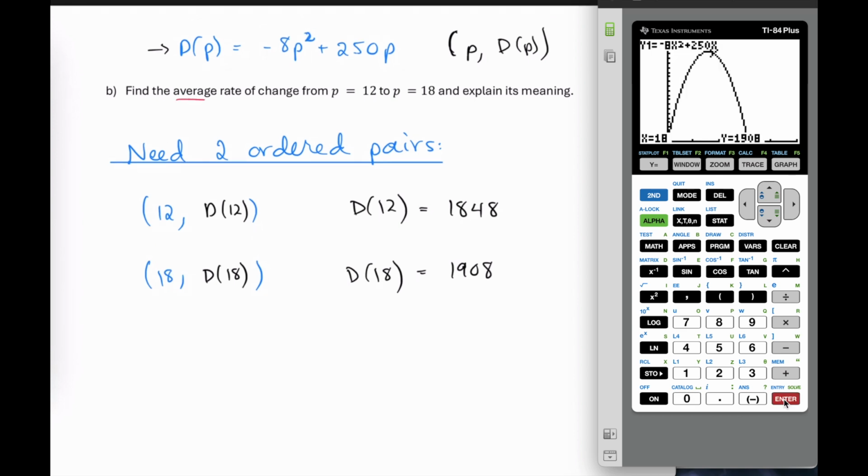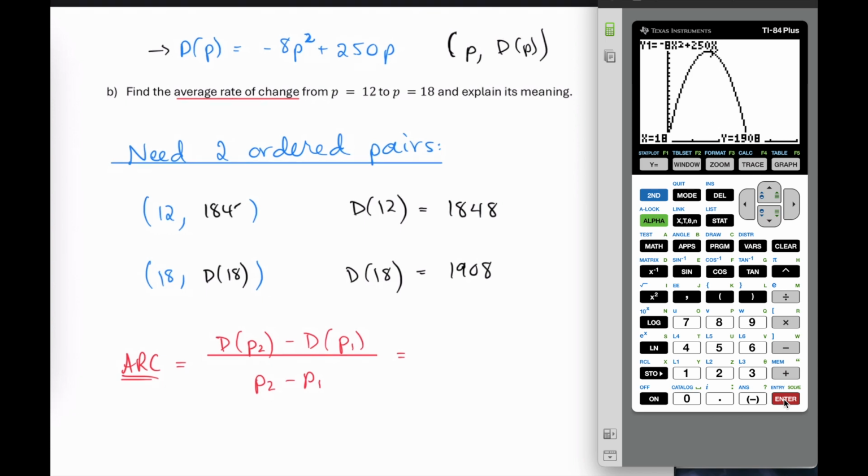To find the average rate of change between these two price values, we'll use our average rate of change formula, which would be the demand at the second price minus the demand at the first price, divided by P2 minus P1. Remember, this average rate of change is essentially the same as our slope formula. And to think about it as the slope between 2 points, we could use 1848 in here and 1908 in here in order to complete these two ordered pairs and find the slope between them.